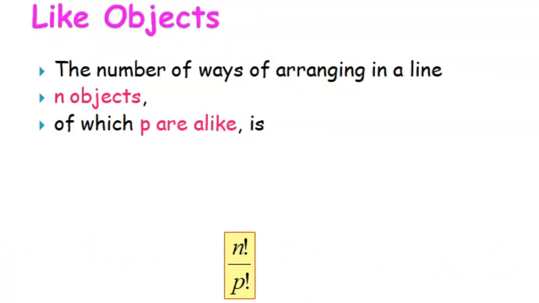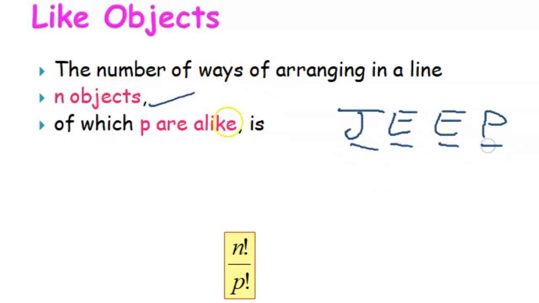Now, what if we're arranging some objects and some of them are alike? For example, what if we're asked to arrange the letters J, E, E, P? Notice we have n objects: J, E is there twice, and P. In this case, the E's are alike. So using the formula, it's n factorial, where n is the overall number of objects. So the number of arrangements for this would be 4 factorial, represented by n in the formula.